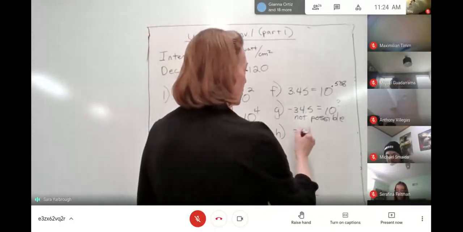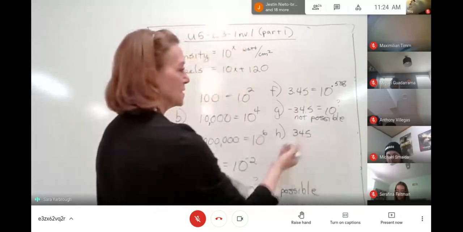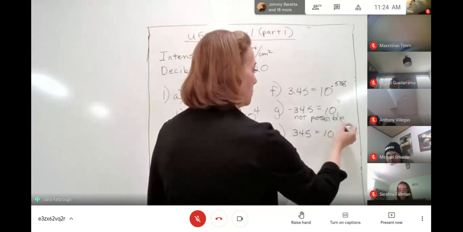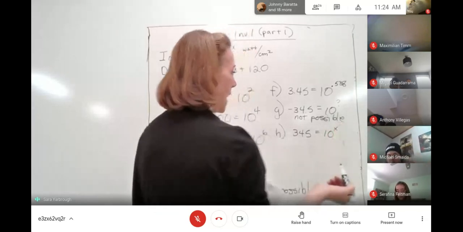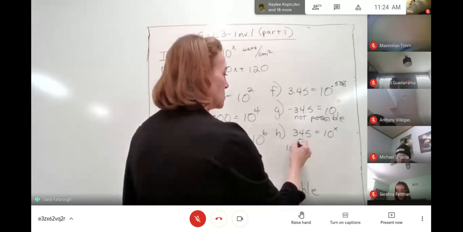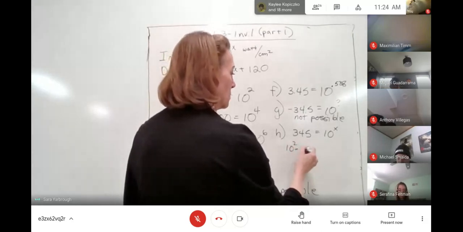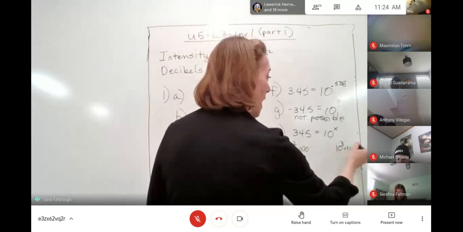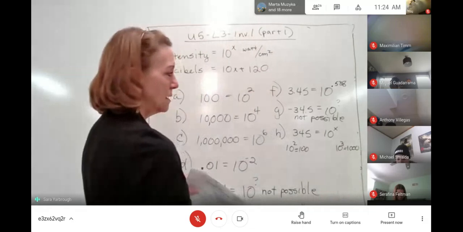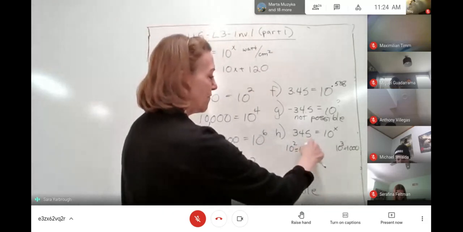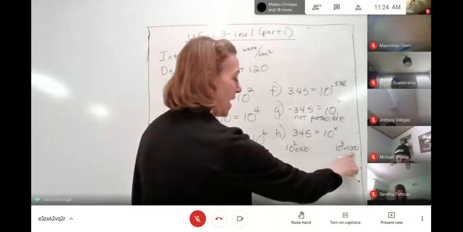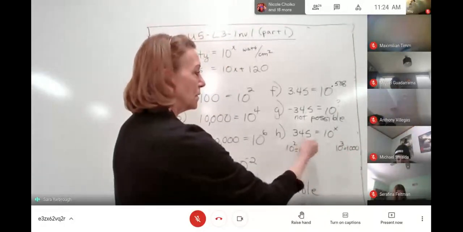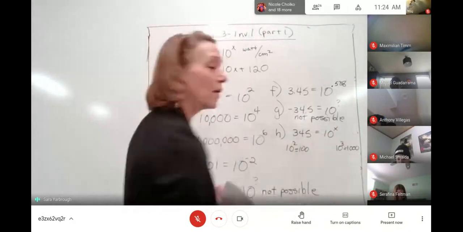Okay, so now let's do 345. I'm just moving the decimal place, okay? 345 equals 10 to some power, 10 to the x. Now, you know that 10 squared is 100, and you know that 10 cubed is 1,000, okay? And so since 345 is between 100 and 1,000, then the exponent's got to be between 2 and 3.